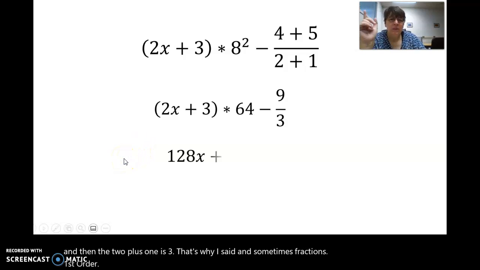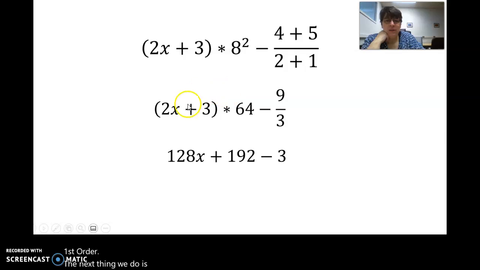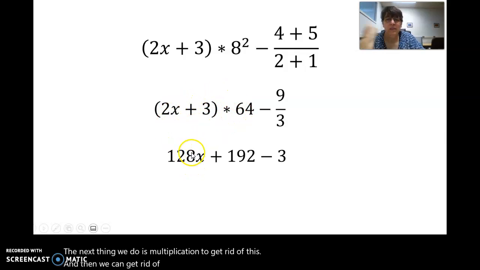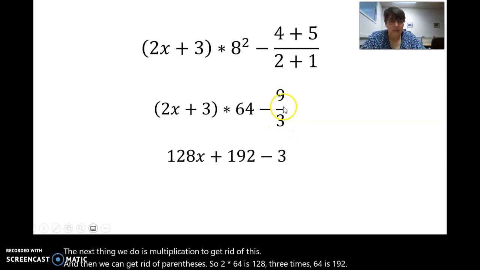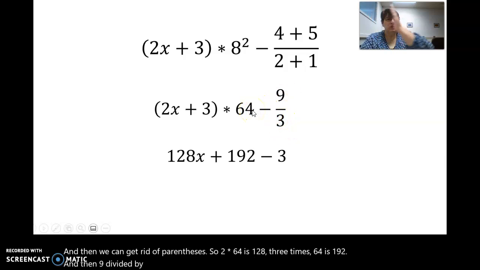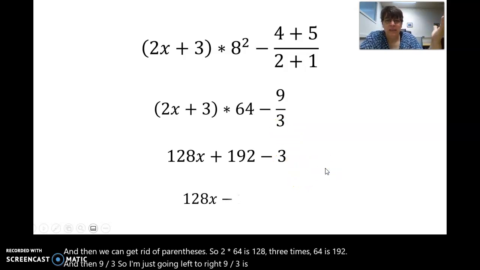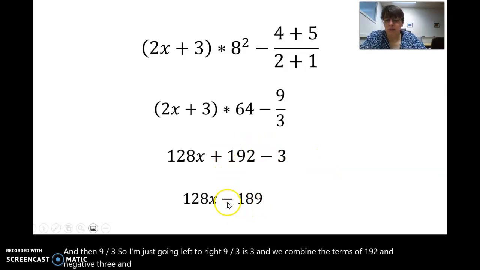Now the next thing we do is multiplication to get rid of this. And then we can get rid of the parentheses. So 2 times 64 is 128. 3 times 64 is 192. And then 9 divided by 3. So I'm just going left to right. 9 divided by 3 is 3. And we combine the like terms of 192 and negative 3 and get, that should be a plus.